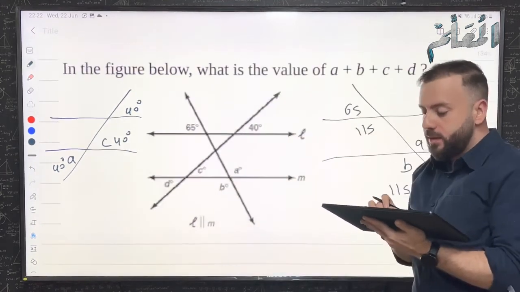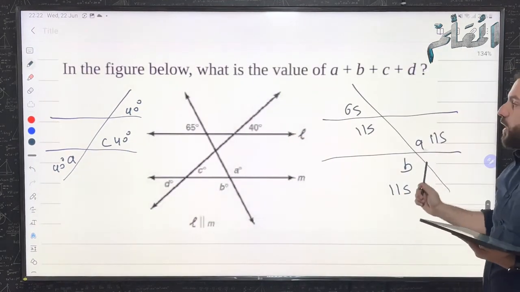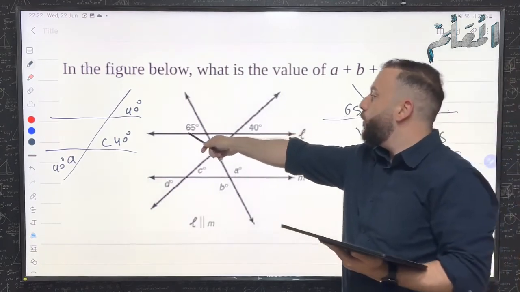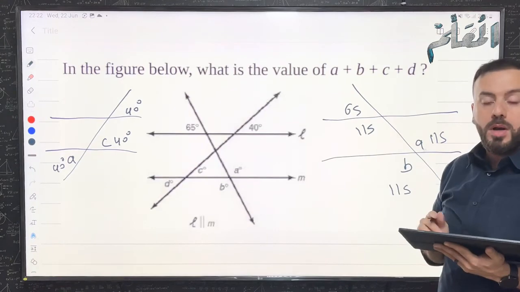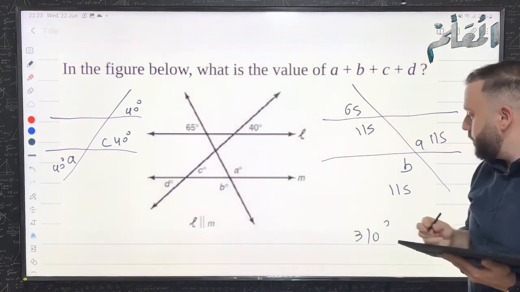Now, the sum is, as you can see, 115 plus 115 plus 40 plus 40, and then it's 310, the sum of the four angles. 310, as you can see.